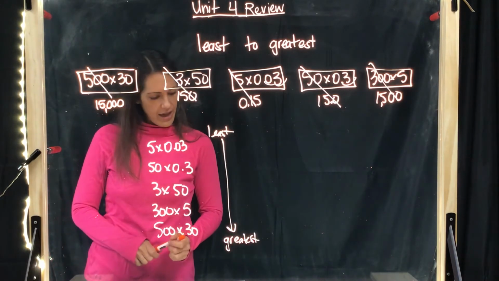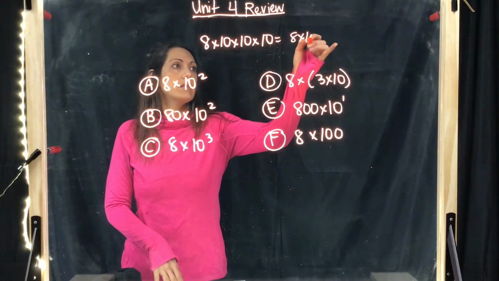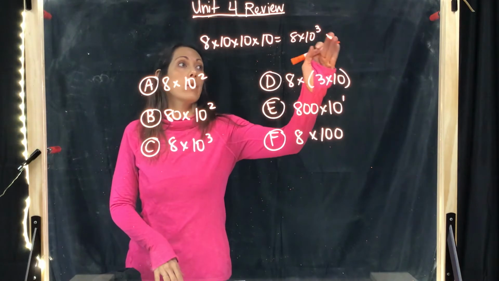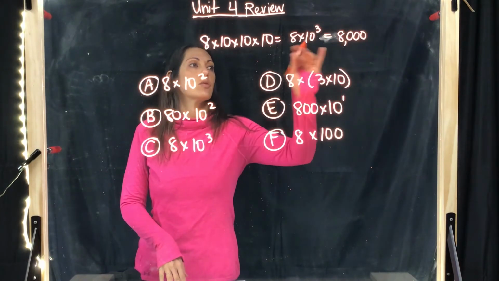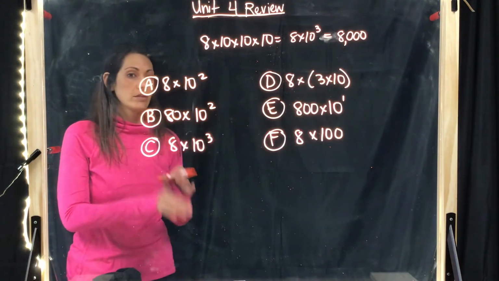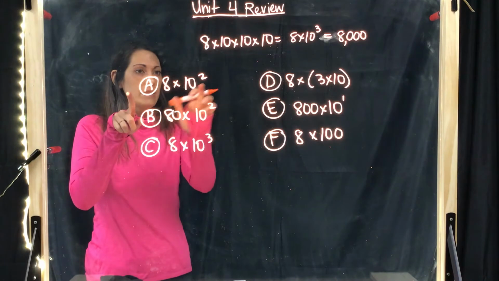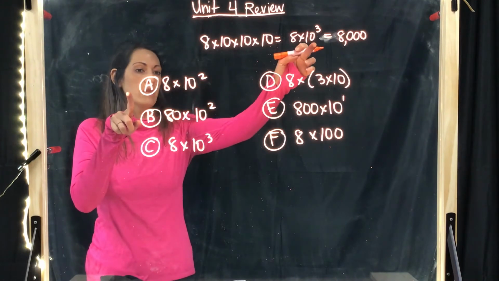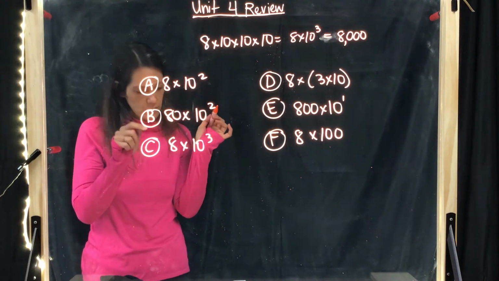Let's take a look at number 9. So this would look like 8 times 10 to the third power, or it would also look like 3 zeros, 8,000. So we're looking for one of these answers and finding all the ones that apply. Okay, 8 times 10 to the second power. No, we said to the third power, so that wouldn't work. A is out, doesn't work.